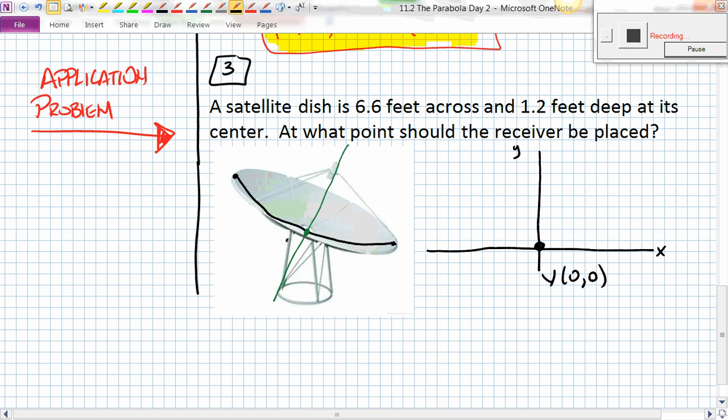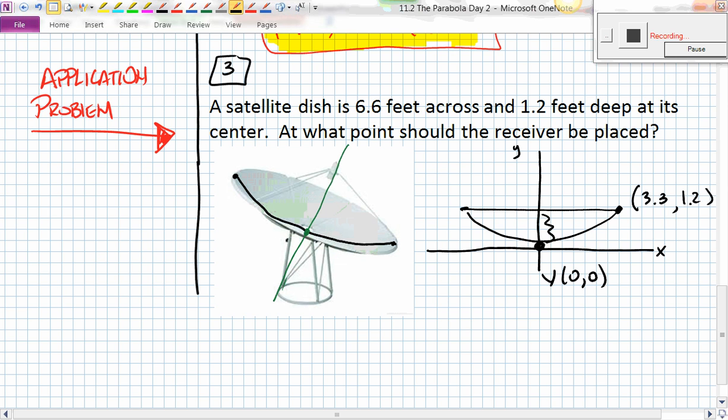Okay, how can I put this stuff on the graph? Can someone give me 2 points? What would this point be over here? 6.6. No, the 6.6 is all the way across. So this would have to be 3.3 comma what? 1.2. Why is that the case, you guys? Because this satellite dish is 1.2 feet deep at its lowest point, right? So this distance right here is 1.2. You guys with me?